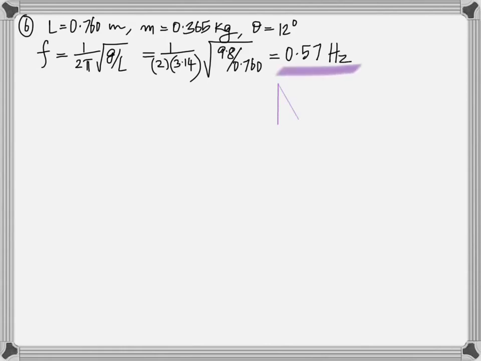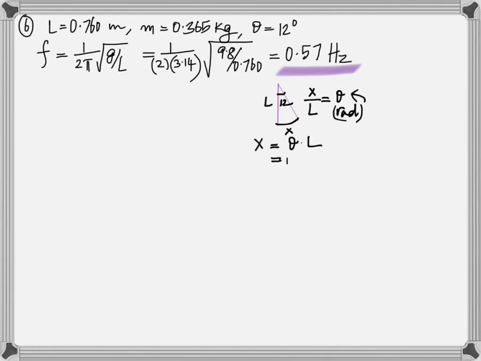Plugging all the numbers gives 0.57 hertz. That's a diagram of how it is oscillating. From this diagram, you can see that x is the displacement, which we can calculate using the angle. But the angle has to be converted into radians first. So first we've got to convert the 12 degrees into radians.